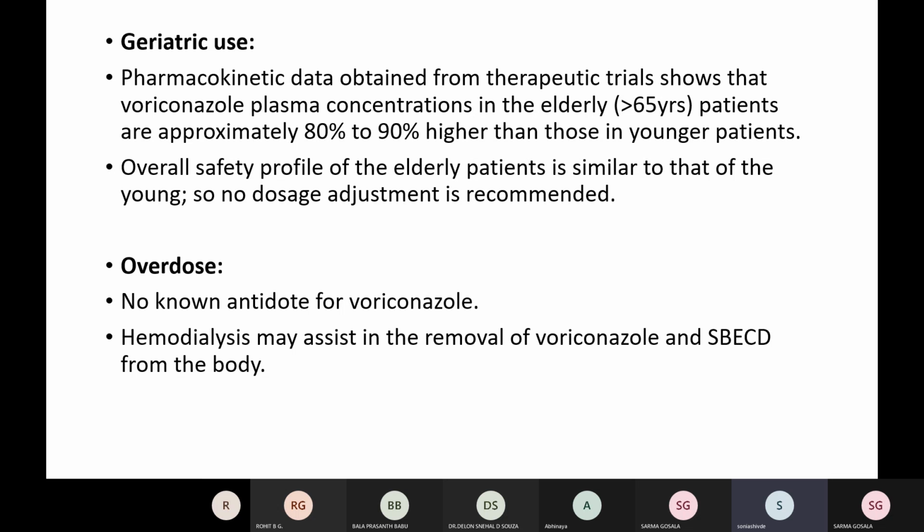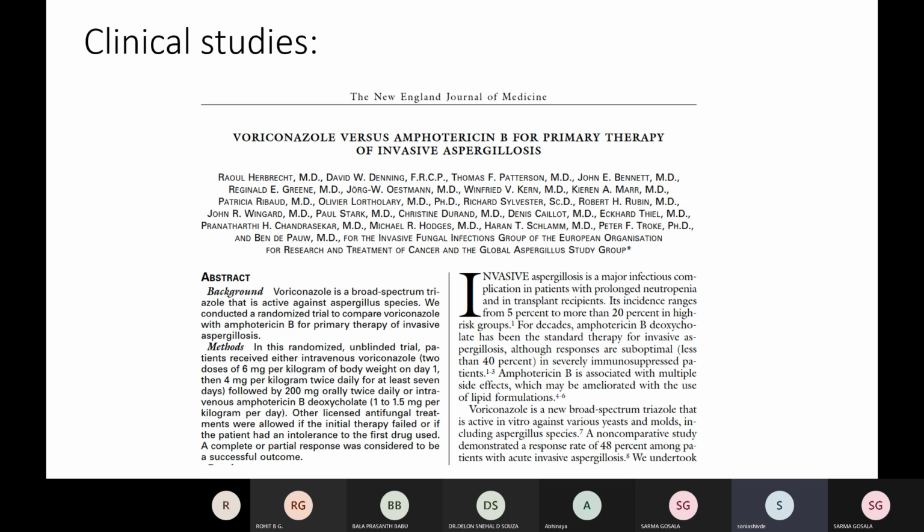Geriatric use. Pharmacokinetic data obtained from therapeutic trials showed that voriconazole plasma concentrations in the elderly were 80 to 90% higher than those of younger patients. Overall safety profile of elderly patients is similar to that of the young, and no dosage adjustments have been recommended in the geriatric population. Overdose: there is no known antidote for voriconazole. Prolonged hemodialysis, that is for 6 hours or longer, may assist in the removal of voriconazole and SBCD from the body. Coming to the last part, that is the clinical trials.